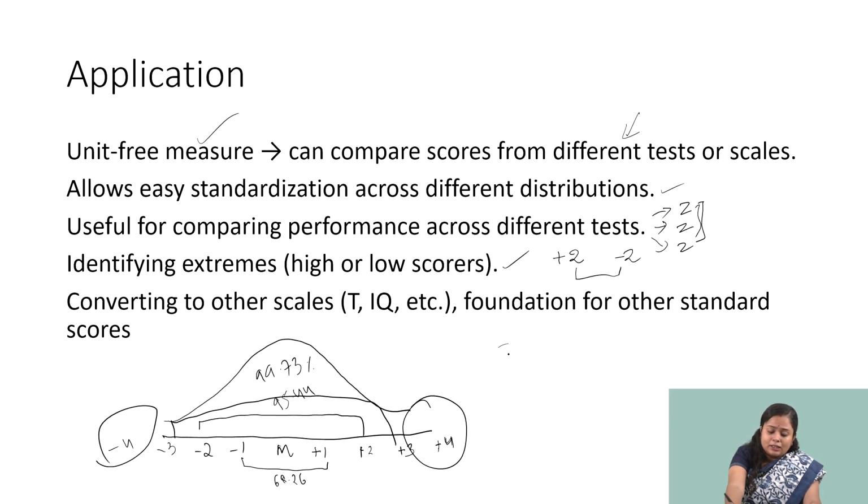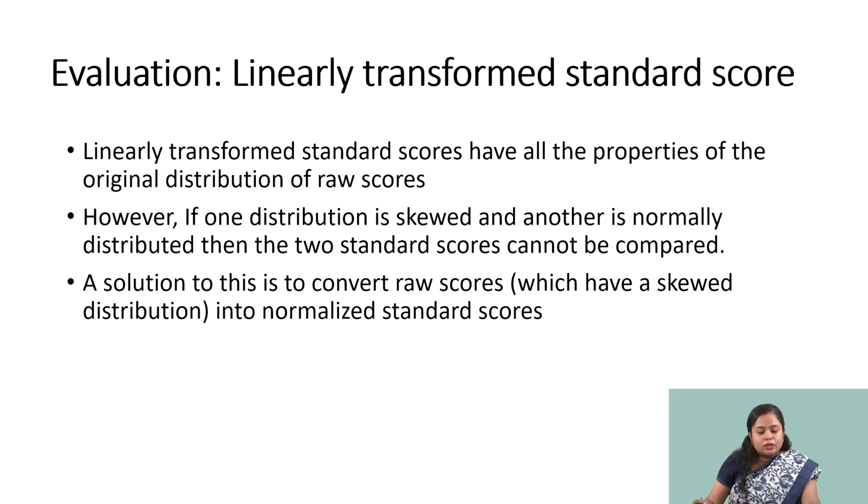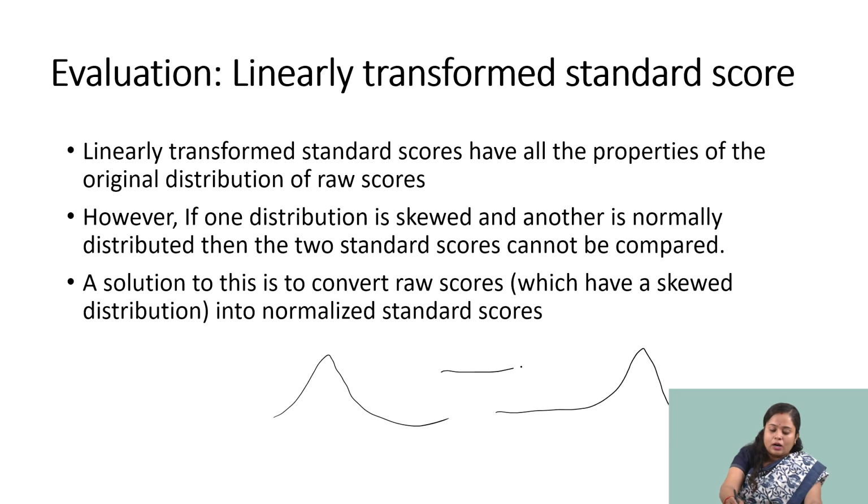Further, the Z-score is the basis to convert all other standardized scores. On the basis of these Z-scores, we can calculate T-score, stanine score, and deviation IQ as well. So in total, the linearly transformed standard score or Z-scores have all the properties of the original distribution of raw scores. However, if there are skewed distributions, either in a positive direction or in a negative direction, in these skewed distributions you can't compare the scores. This is a limitation of this linearly transformed standard score.